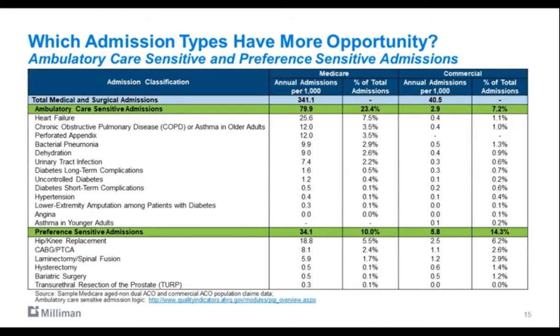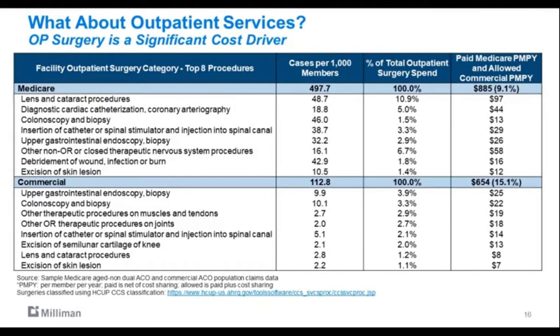And for commercial, that's a much bigger percent of total admissions. 14.3% of total admissions are what we call preference sensitive. We also see preference sensitive surgical procedures on the outpatient side, and there's definitely opportunity there as well. So again, question is always weighing that with, do I want to reduce revenue?